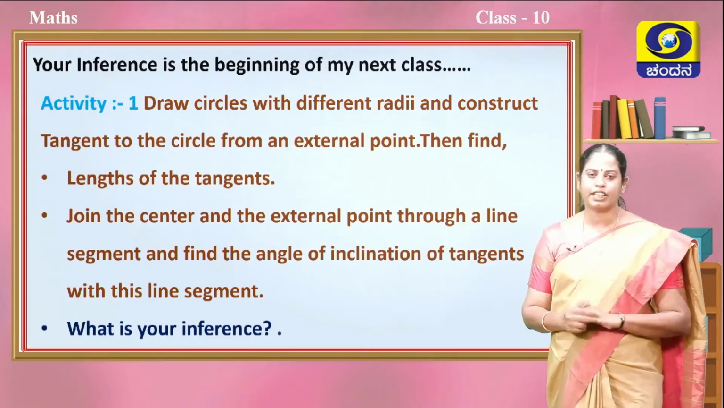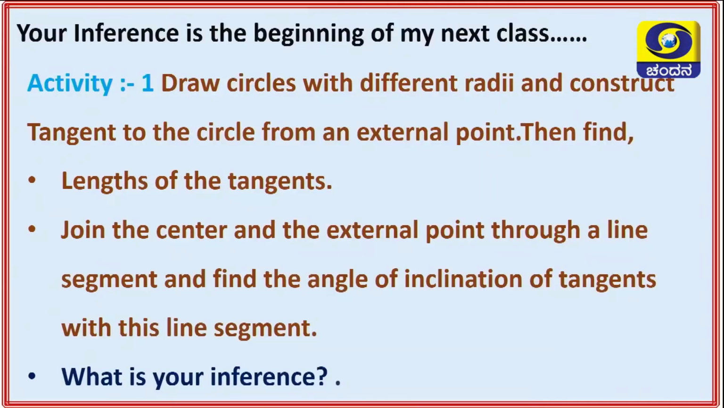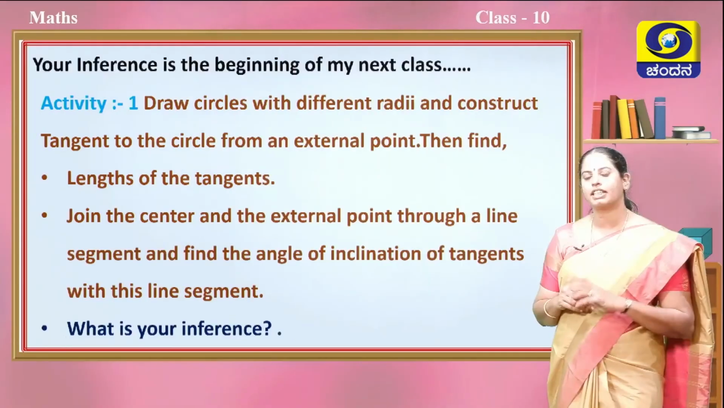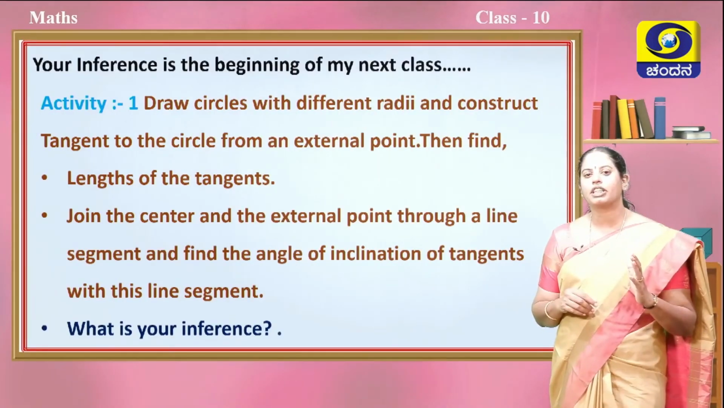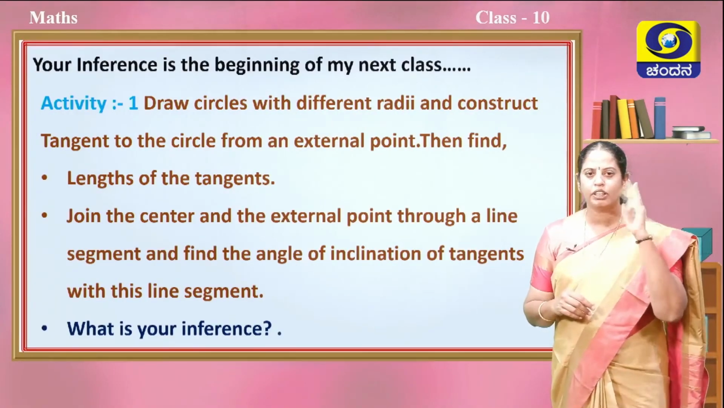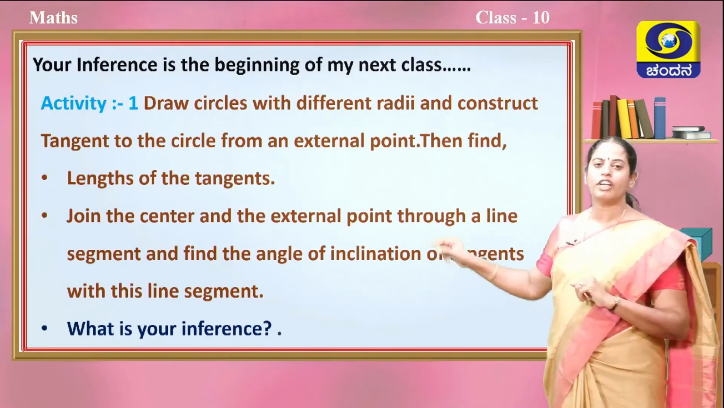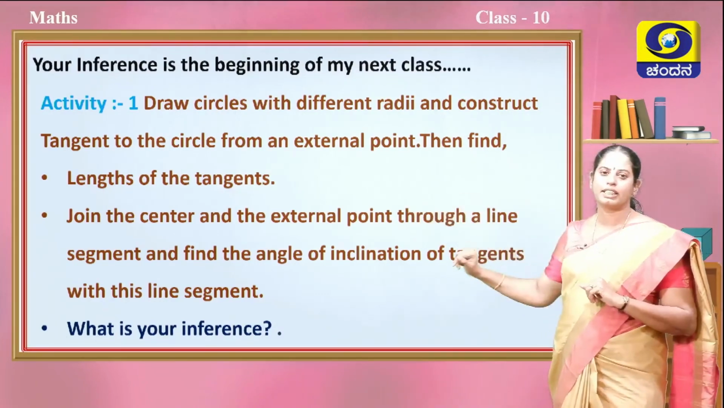Then find. You have to draw 2-3 circles with different radii. For each circle, mark an external point, and from the external point, you have to draw tangents. You know how many tangents can be drawn from an external point? Only 2. Yes. Then you have to find the length of those tangents.